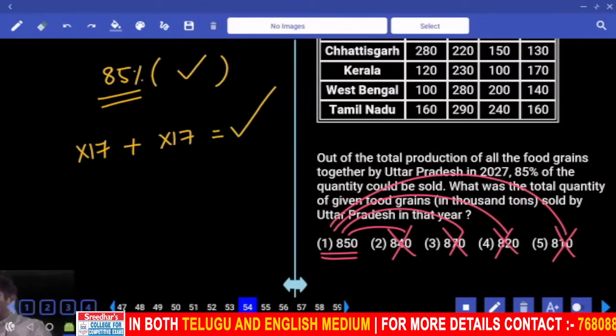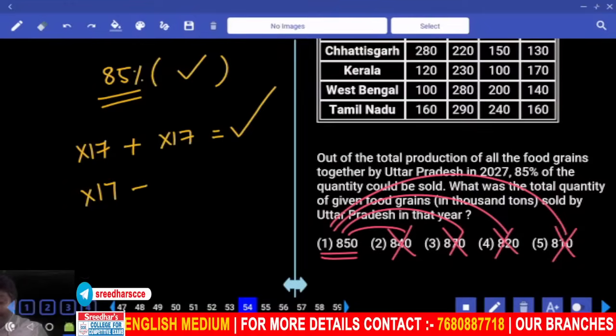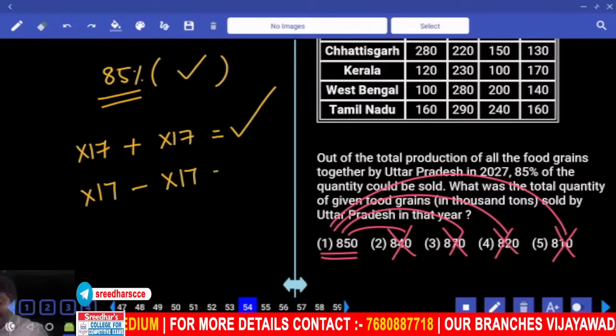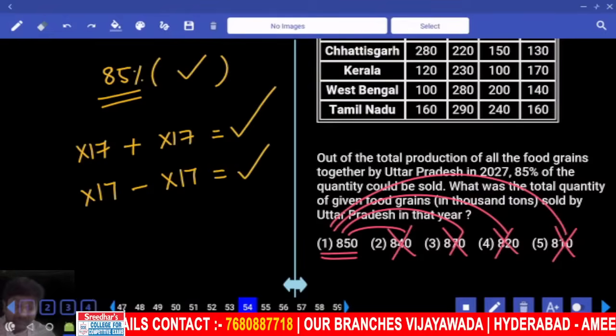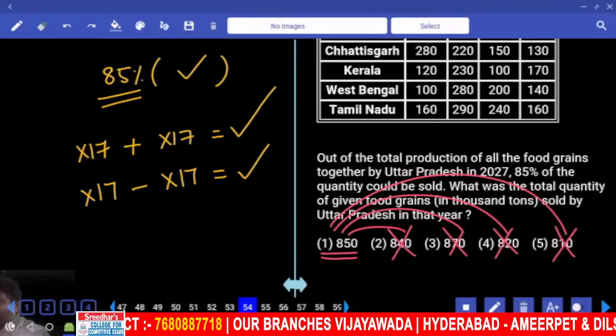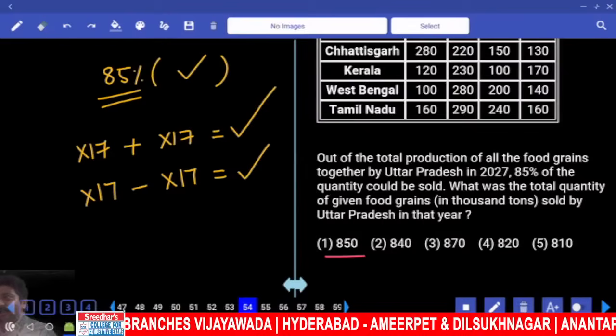Now if you add another 17 multiple, the result will be 17 multiple. Or from a 17 multiple, if you subtract any 17 multiple, result will be 17 multiple. So what we are doing now is we are observing whether the difference is 17 multiple or not. There is only one option, so directly we can go for it.